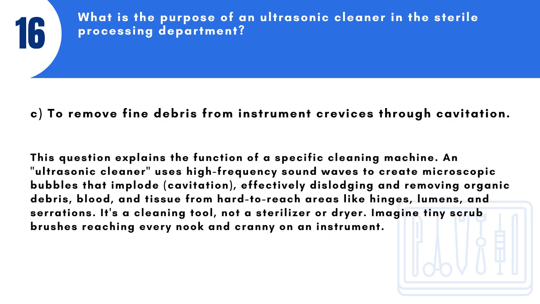Answer: C. To remove fine debris from instrument crevices through cavitation. This question explains the function of a specific cleaning machine. An ultrasonic cleaner uses high-frequency sound waves to create microscopic bubbles that implode, cavitation, effectively dislodging and removing organic debris, blood, and tissue from hard-to-reach areas like hinges, lumens, and serrations. It's a cleaning tool, not a sterilizer or dryer. Imagine tiny scrub brushes reaching every nook and cranny on an instrument.